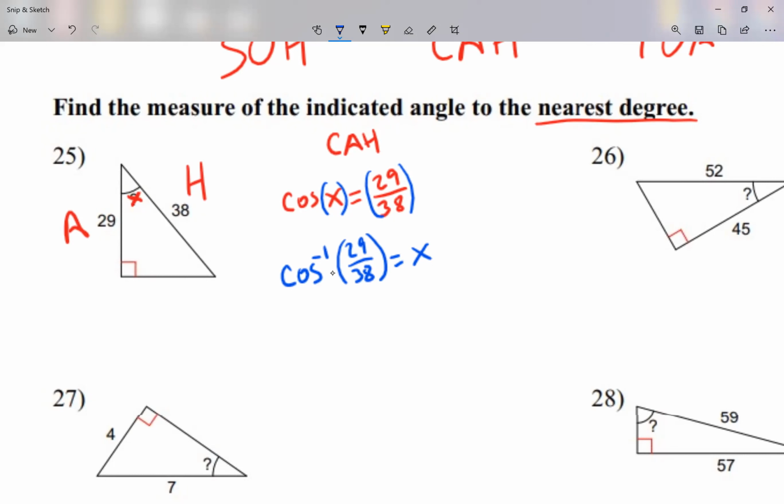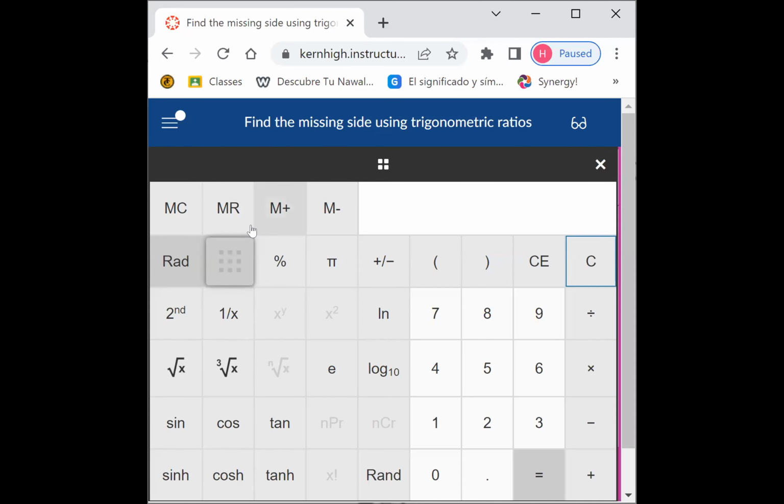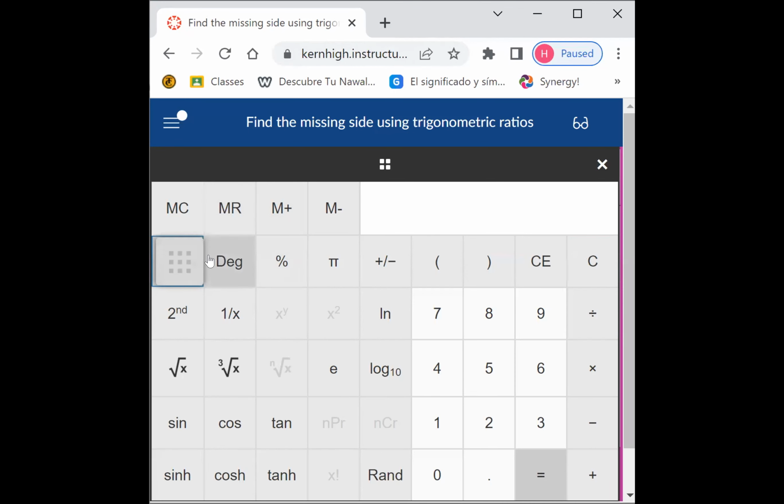Okay. Now I can easily type that. Let me grab a calculator. I'm going to use the one from Canvas. Now, one thing, every time I open my calculator, usually starts in radians. I'm dealing with degrees, so make sure you switch it back to degrees. Every time you open the calculator for the first time, make sure you're dealing with degrees.